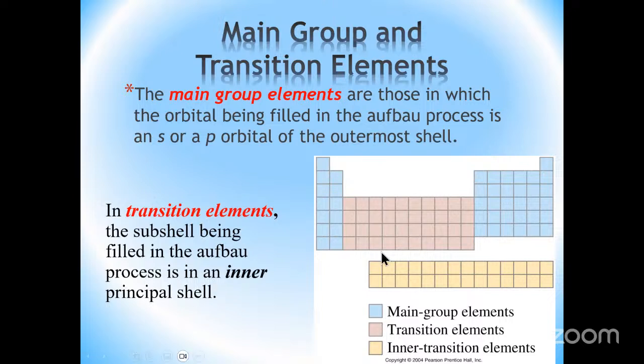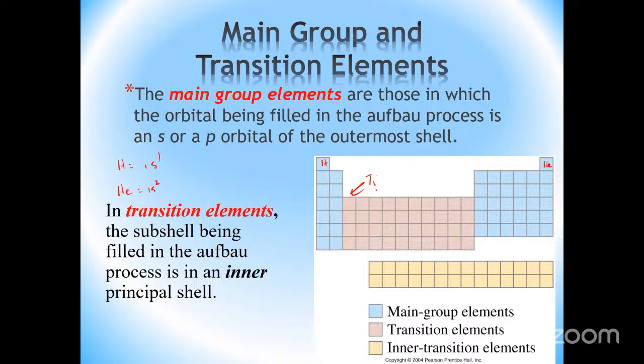If you go from hydrogen to helium, the electronic configuration of hydrogen, as we said before, is 1s1, and the electron configuration of helium is 1s2. So going from hydrogen to helium, you're adding an electron to an s orbital.